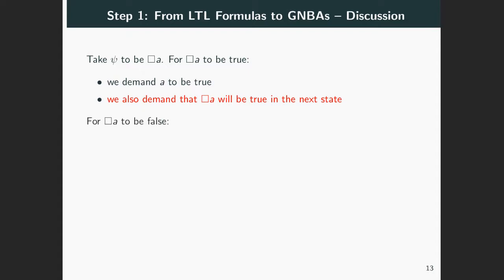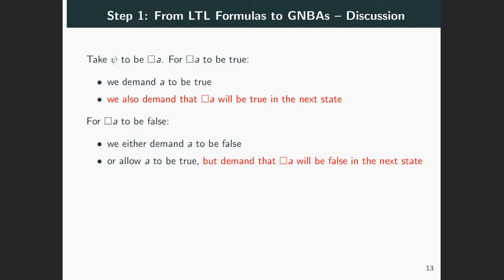Now, let's see what it takes for always A to be false. We have two possibilities. We either demand A to be false right now, which immediately makes always A false, or allow A to be true and leave the goal of falsifying always A to the next state of the sequence.